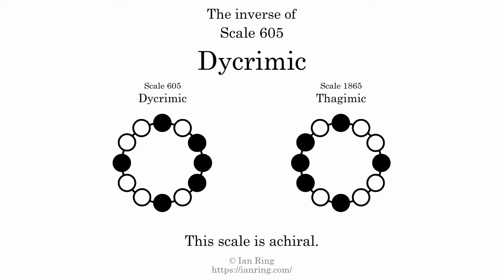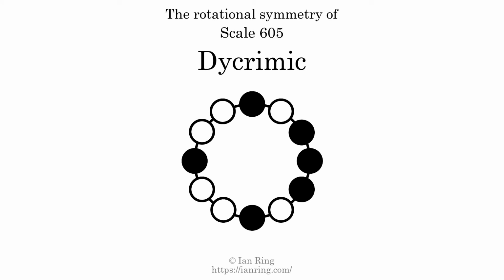The inverse of a scale is a mirror image. It is what you get when the sequence of intervals is reversed. The inverse of this scale is scale 1865, also known as Dycrimic. This scale is achiral, since it can transform into its own reflection by a rotational transformation. This scale has no rotational symmetry.